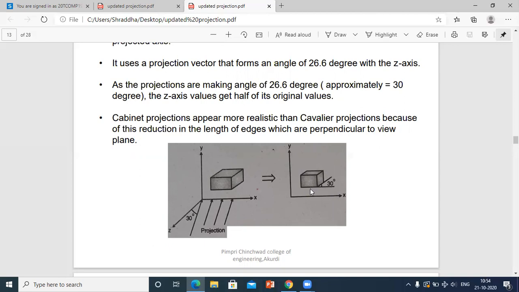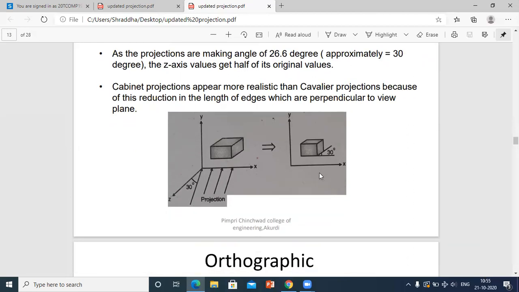See, there are the x-axis and y-axis, and the original object is being placed over here, making an angle of 30 degrees, but it is appearing half of the original. So suppose this length is 10. Then half of the original will be 5. Okay, so it is appearing half of the original. The object is nothing but half of the original.